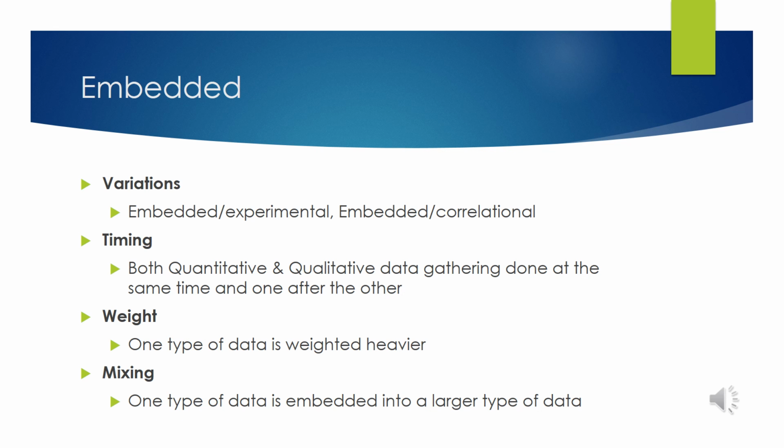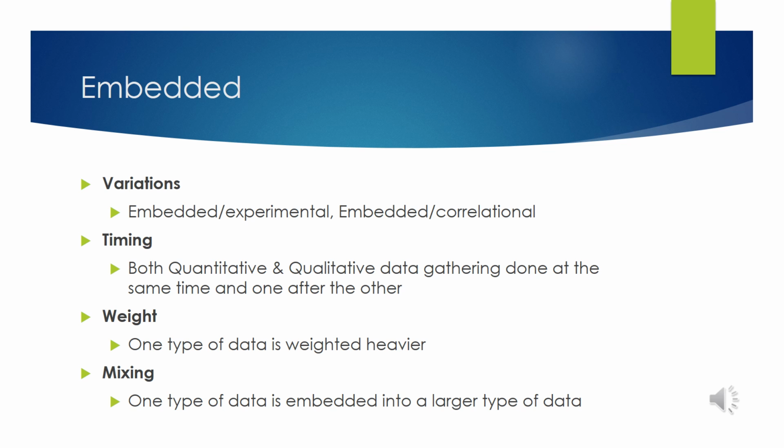Next, we have the embedded specific mixed research design. So in an embedded design, the researcher will use either a quantitative design with a qualitative element or vice versa. The second data set is meant to just support the original data set. And so the original data will have a little bit more weight to it. So variations of embedded can be called embedded experimental or embedded correlational.